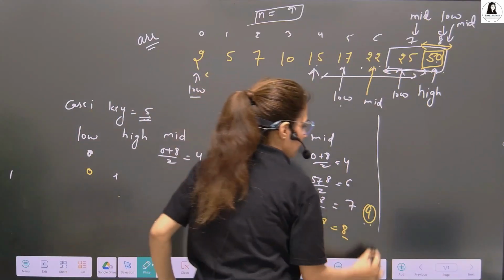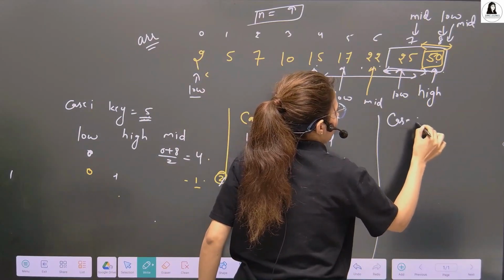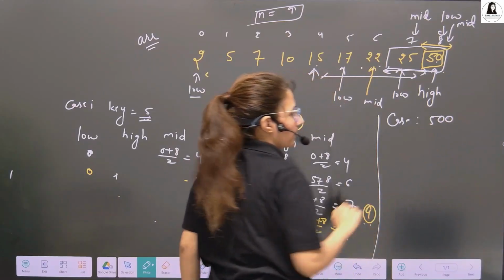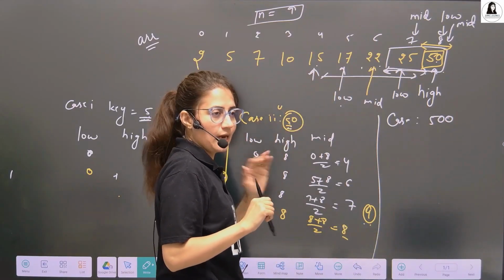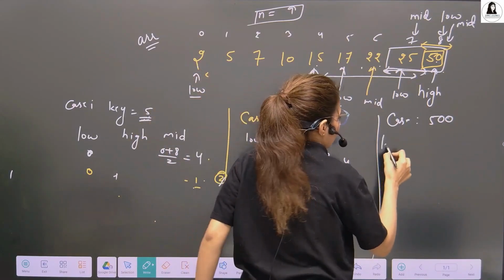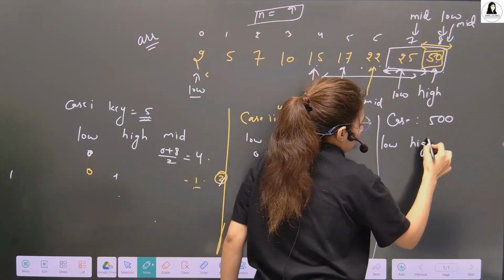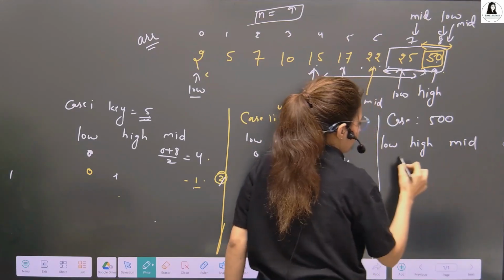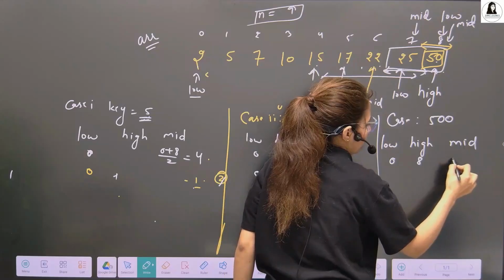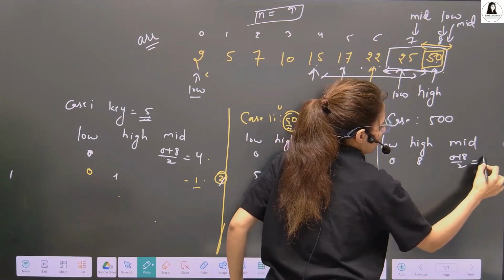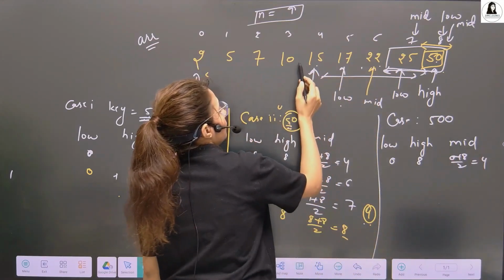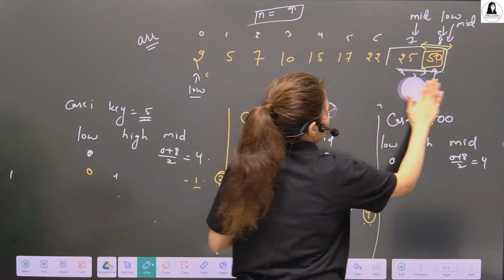But now the third case is, suppose we want to find out 500. The element is not there. That can be a case. Okay, fine. Let's go for this. Now we have low and high, same process. Low is 0, high is 8. So mid would be 0 plus 8 divided by 2, that is 4. Now mid is here. Let's modify this a little bit.